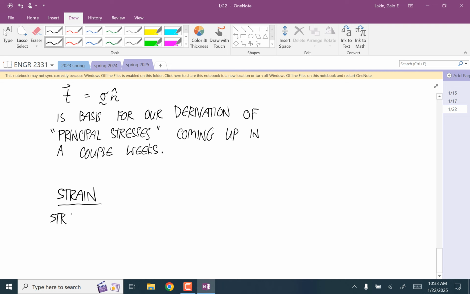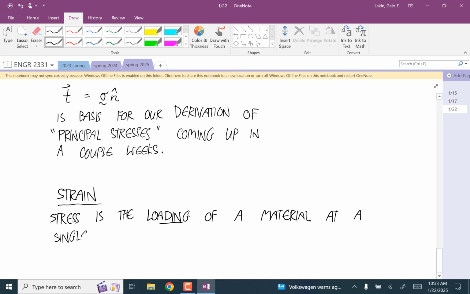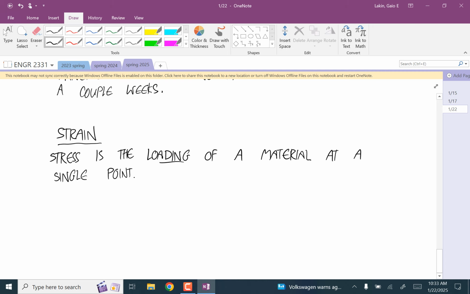At its most big picture level, stress is the loading of a material at a single point. And in the same way stress is the loading at a single point, strain is the deformation of a material at a single point.